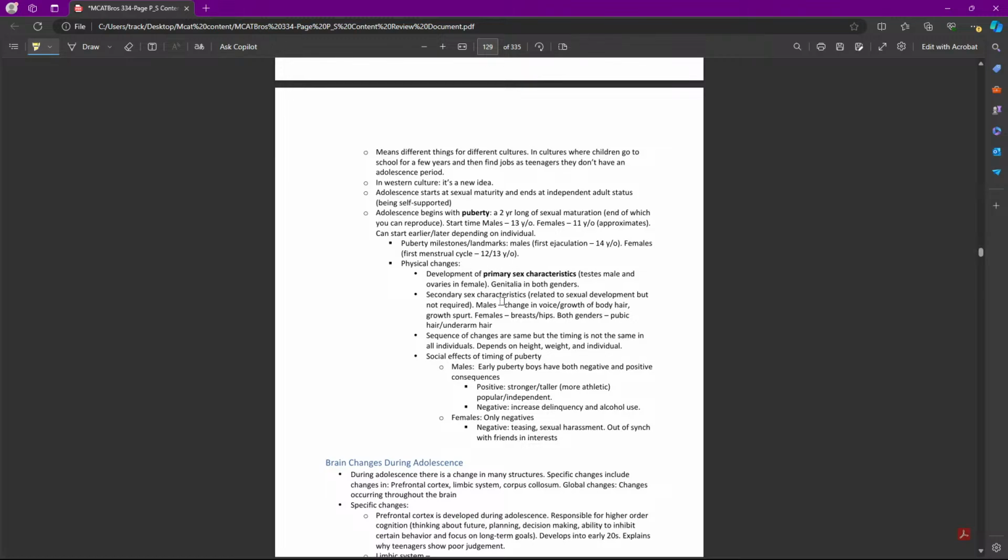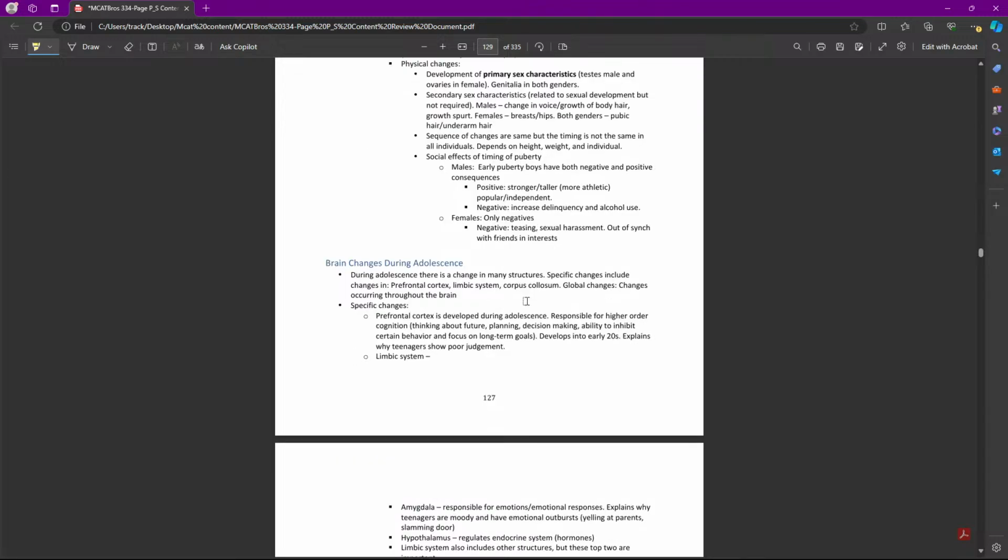Some physical changes: primary sex characteristics increase, with growth of genitalia in both genders. Secondary sex characteristics are deeper voice, growth of body hair, growth spurt. Females: breasts, hips. Both genders have pubic hair and underarm hair. The sequence of changes is the same, but the timing is not the same in all individuals. Depends on height, weight, and individuals.